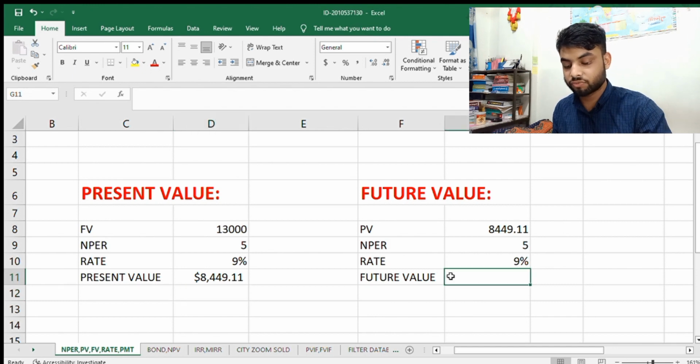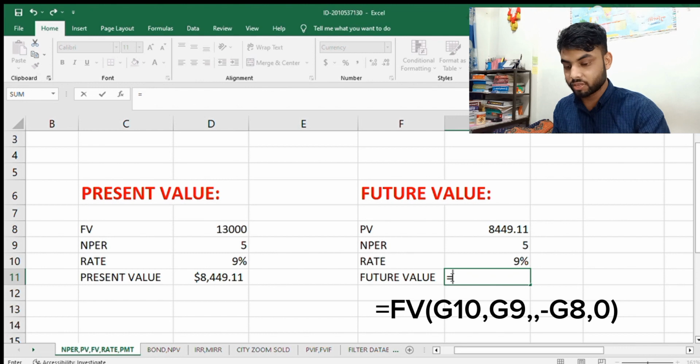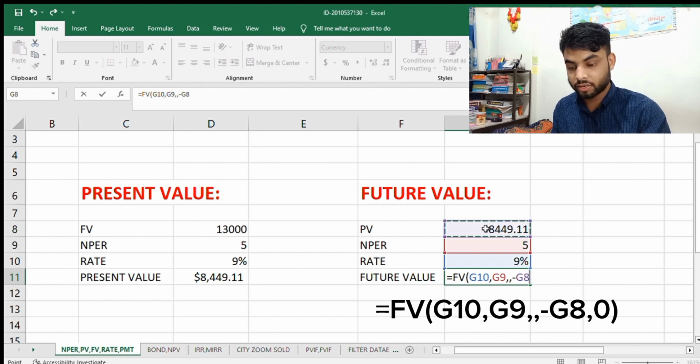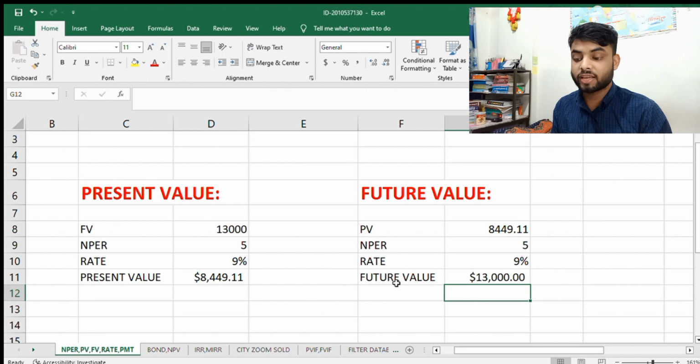At first, we insert the formula of future value, FV, then start the bracket, then we enter interest rate 9%, comma, number of periods 5, payment is not here. Then present value, we use minus because it is a cash outflow. Then enter 0 because it is the end of the period. Then bracket close, enter. Then we can easily calculate future value. We got our future value 13,000.